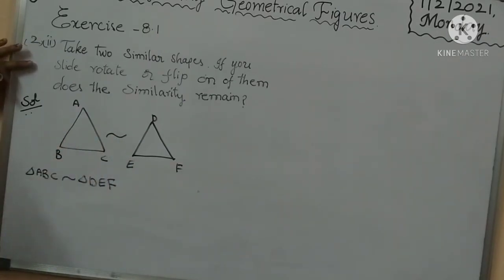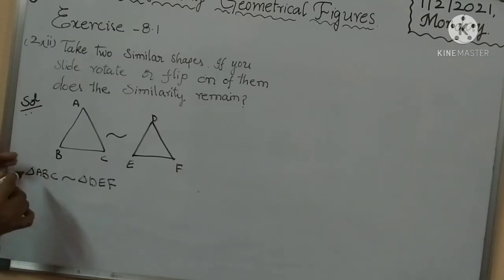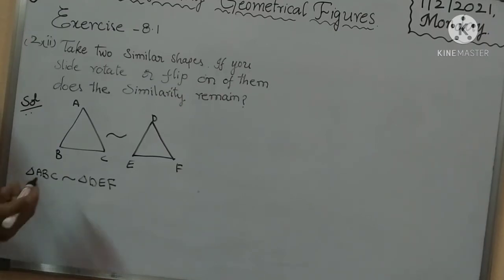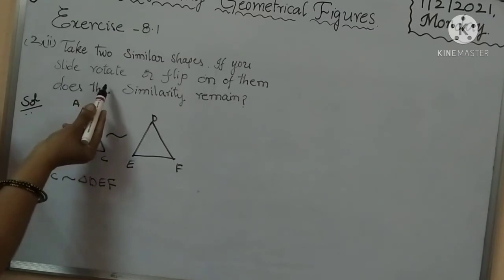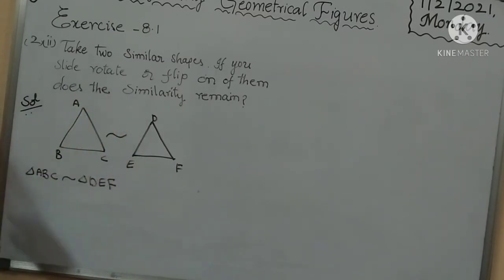Okay. If you slide, rotate or flip them, does the similarity remain? So it is a flip or rotate. Triangle ABC is rotated with the same shape. Here we have to take the triangle shape, then rotate the figure. Will it become a square, rectangle, any other shape? No. So take two similar shapes. If you slide, rotate or flip them, the similarity remains. A similar figure is what we get.